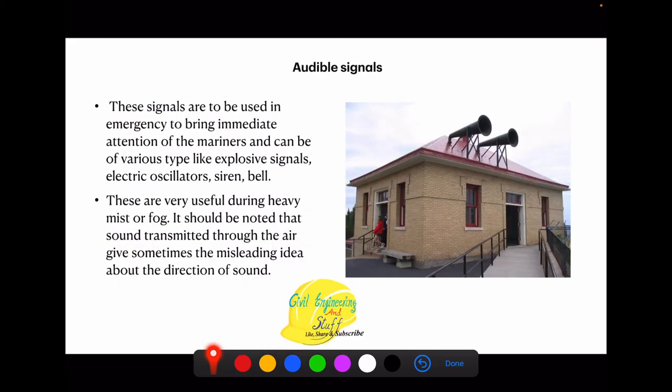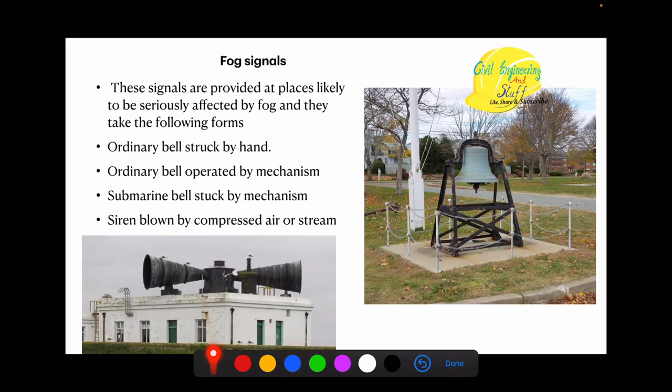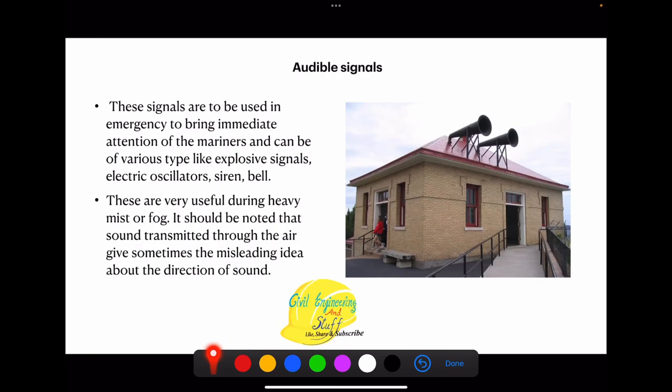And just like we discussed, these signals are used to divert the attention of the marines and sailors towards the seashore. All right, so these audio signals work together with the light signals for better directions. And these are basically the navigational aids. So with this we covered the navigational aids that are used in the harbor.